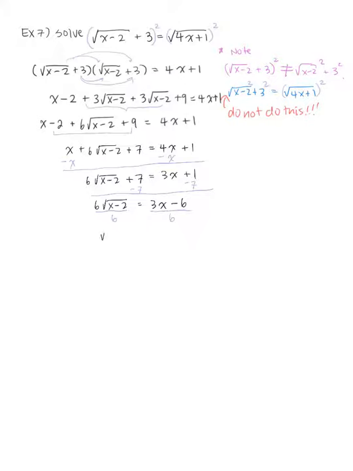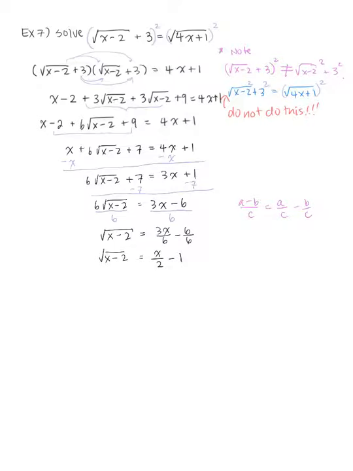Alright, so from this step, let's divide both sides by 6. Then here what we're going to get is the square root of x minus 2 equals... Now, remember this property right here. If I have a minus b over c, this is a over c minus b over c. So I'm going to split that up. So this is the same thing as 3x over 6 and then minus 6 over 6. So we get the square root of x minus 2 equals x over 2 minus 1.